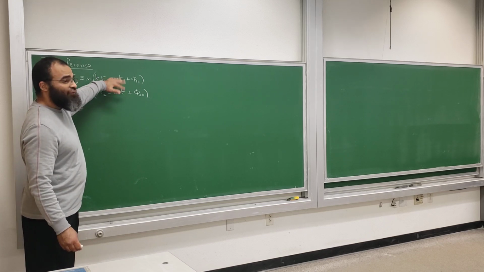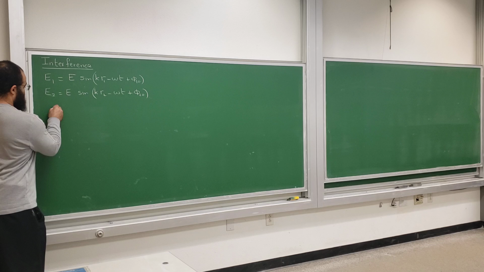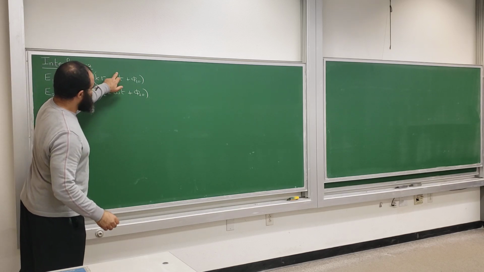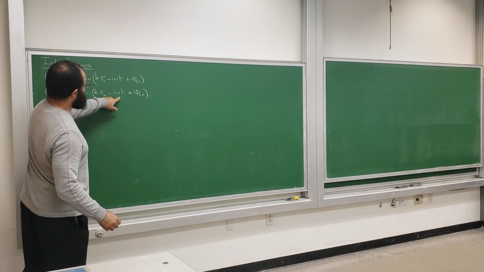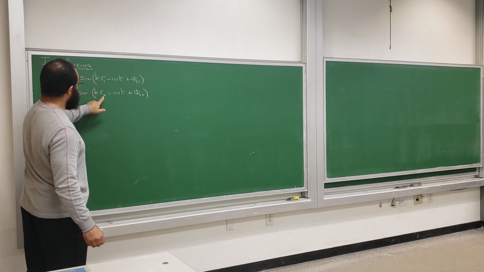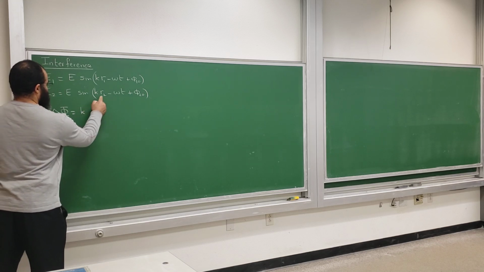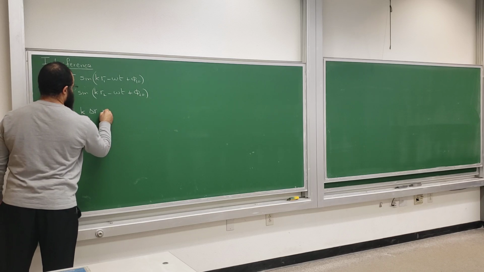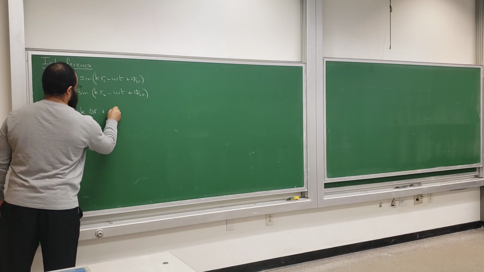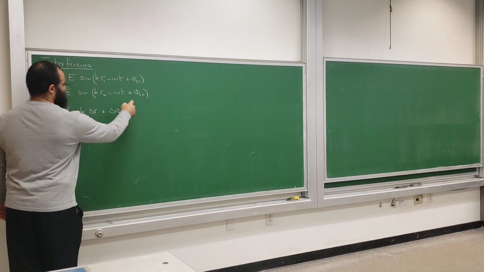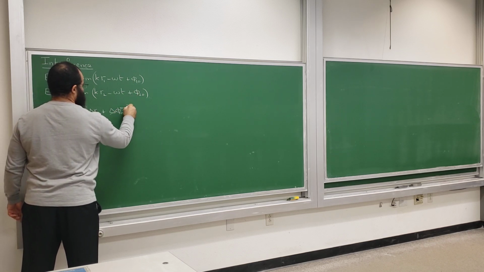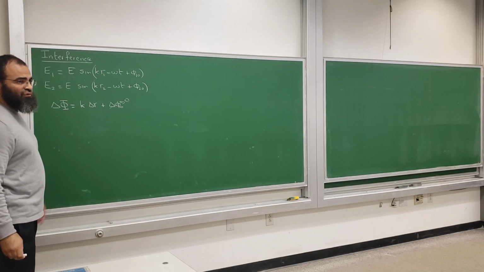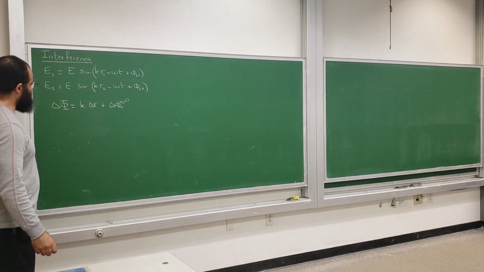The overall phase is the difference between the two arguments. So delta phase would be the difference between the two, this minus this. And so the omega t minus omega t just becomes 0. All I have here is k times (R2 minus R1), which is delta R, plus delta phi 0, which is phi 2 minus phi 1. But as I mentioned, we usually take it to be 0. If it's not 0, then we would have to include it. If it is, then we just get rid of it.